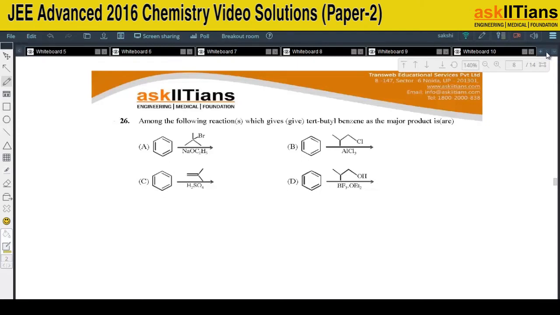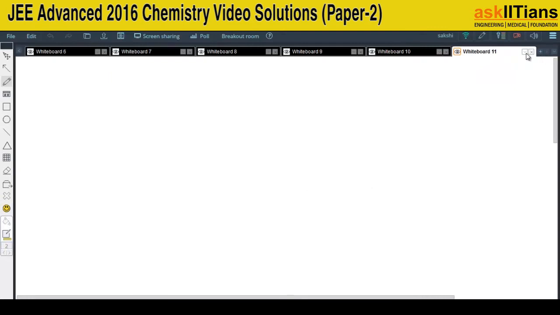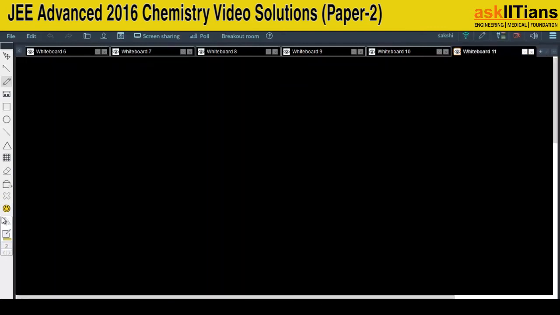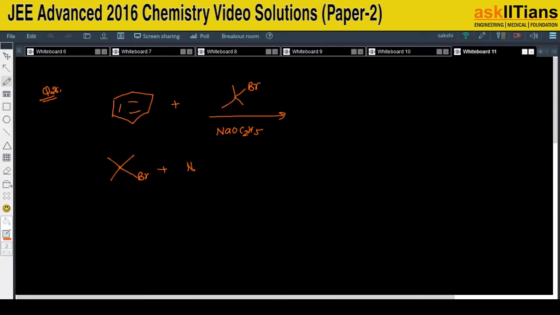So assuming that you people would have started the question, let me write this down as question number 26. The first is benzene. To this you are reacting Br in the presence of NaOC2H5. Let's see what is going to be the reaction. First of all, this is a tertiary alkyl bromide in the presence of NaOC2H5.